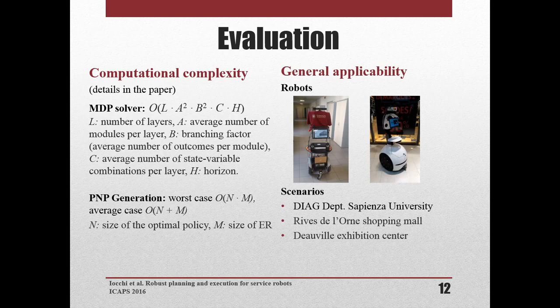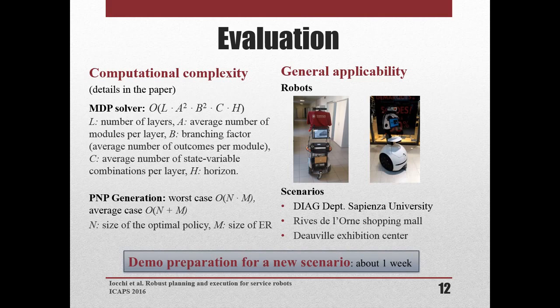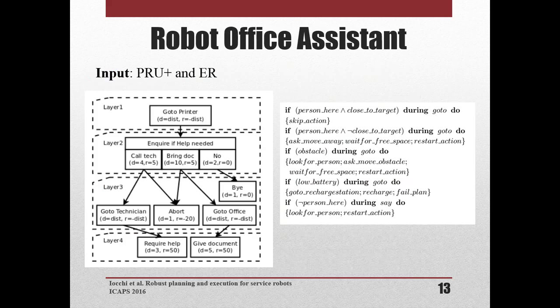Here we apply this method in different domains, so with different robots and in different scenarios. And in the last demo that was done a couple of weeks ago, we noticed that we were able to prepare a demo for a new scenario in about one week. This, of course, is done by the people that developed the system, but I think that this is a very nice property for a system, to give the possibility to prepare a working demo in a limited time, of course. So let me show you an example.